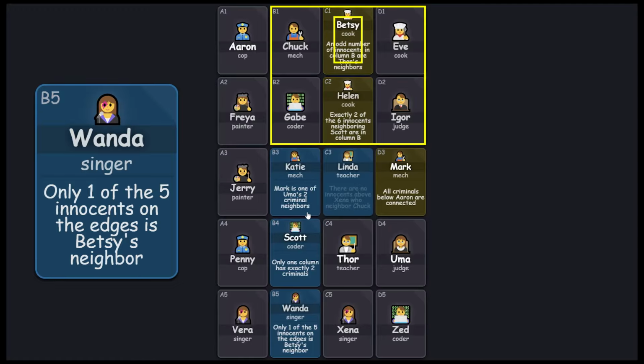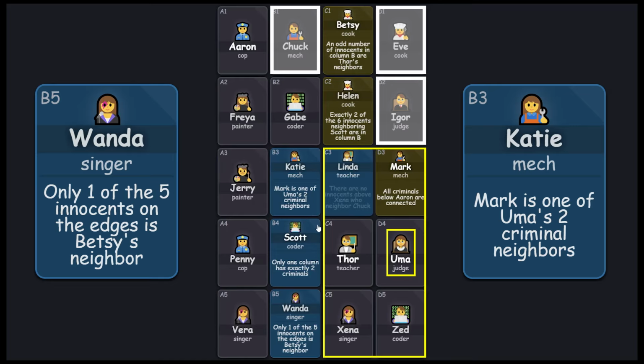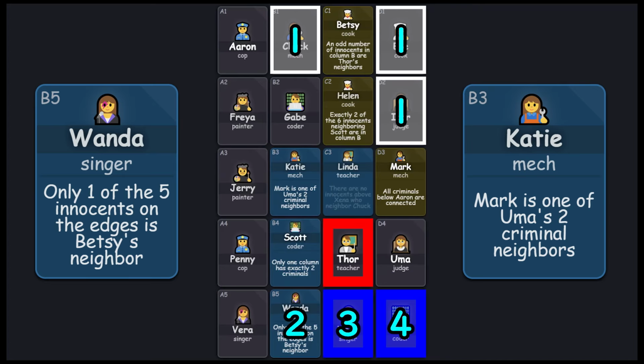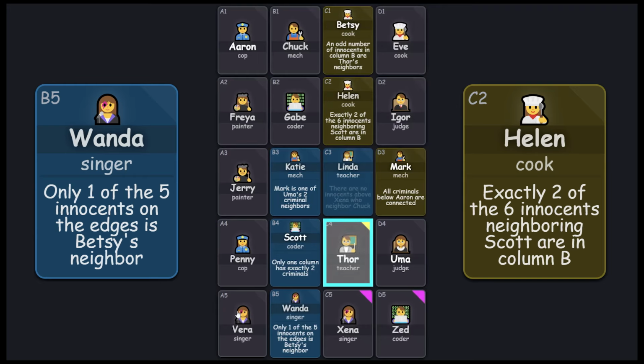One innocent on the edges neighbors Betsy. So there's one innocent among these three. With that in mind, take a look at Katie's clue. Uma has two criminal neighbors. Let's assume Thor is a criminal. Then Zena and Zed would be innocent. But since there can be only 5 innocents on the edges, Scott cannot have 6 innocent neighbors, violating Helen's clue. Therefore, we can mark Thor as innocent.